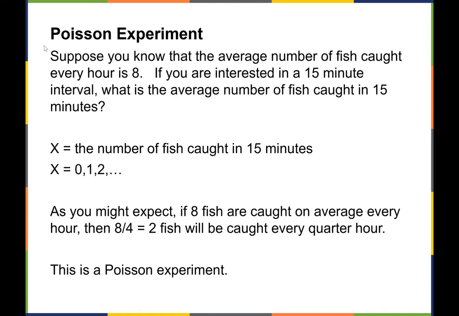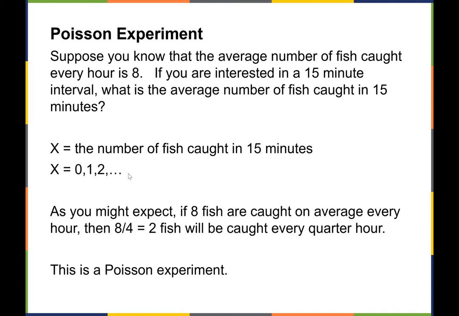Before we answer, we're going to do a little bit of setup like we always do with random variables. We're going to let capital X be our random variable, equal to the number of fish we catch in 15 minutes. This random variable could take on any discrete value from 0 up to, theoretically, any number, but you can figure there will be some maximum number of fish you could catch in 15 minutes. As you might expect, if we catch on average 8 fish every hour, then we would catch 8 divided by 4 fish every quarter hour. So that's about 2 fish every quarter hour.